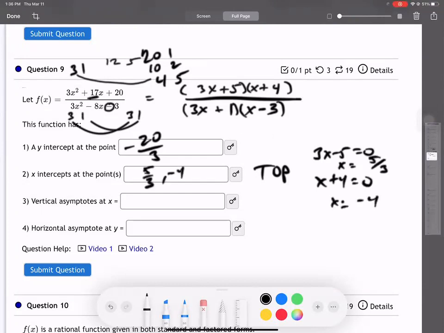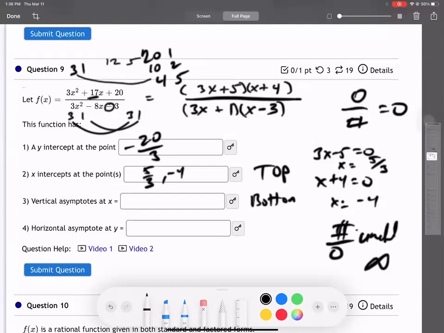Because we're making the top go to 0. What are the vertical asymptotes? Vertical asymptotes is when the bottom goes to 0, because then we would be dividing by 0. 0 over a number is 0. Easy. That's an x-intercept. But a number over 0, that's undefined. That's infinity. So when does the bottom go to 0? At negative 1 over 3 and 3.